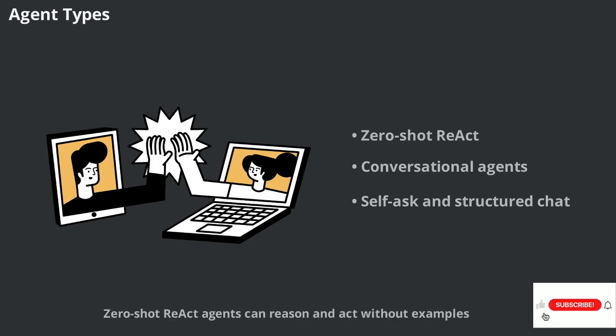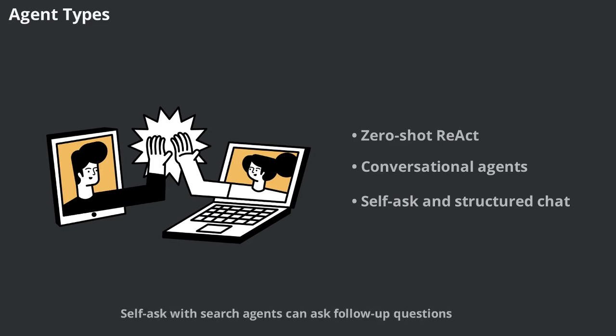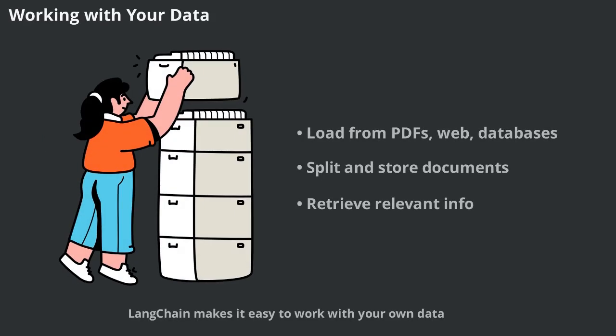LangChain supports several agent types to fit different scenarios. Zero-shot ReAct agents can reason and act without examples, while conversational agents are optimized for chat. Self-ask with search agents can ask follow-up questions, and structured chat agents handle structured inputs. This variety ensures you can pick the right agent for your specific application, whether it's a chatbot, research assistant, or automation tool.